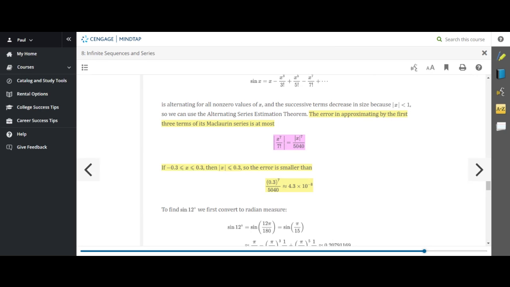Okay, are there any questions on that? That's really all I wanted to talk about. You'll have a few problems in section 8.8 towards the end that deal with that. Are there any questions?